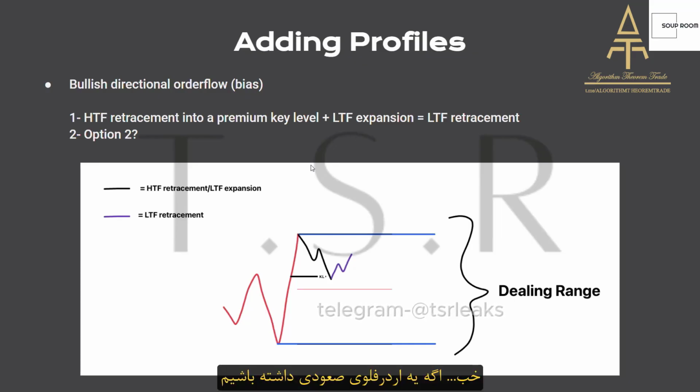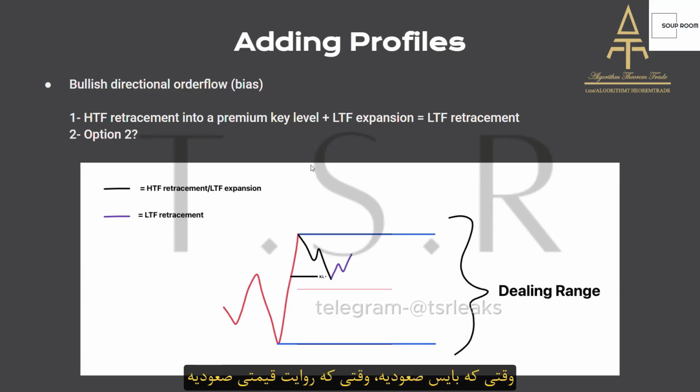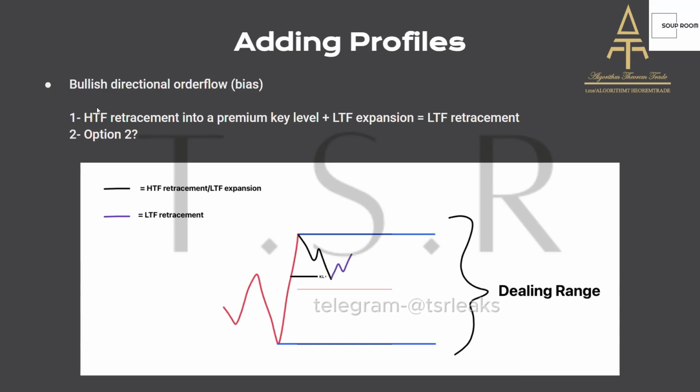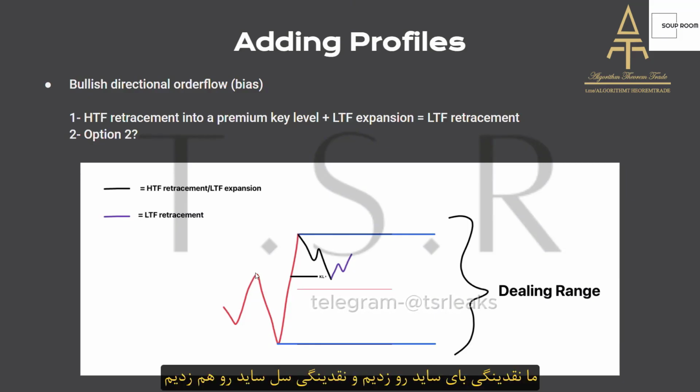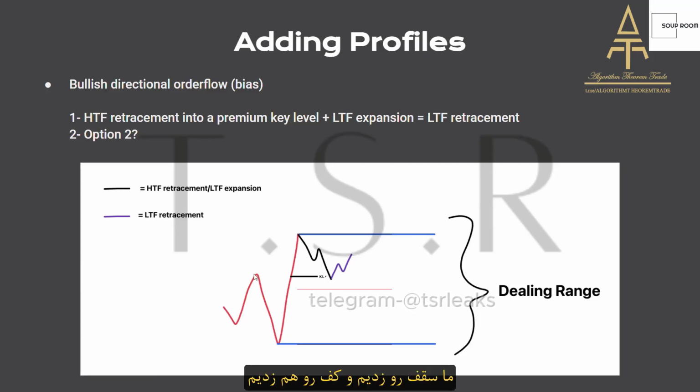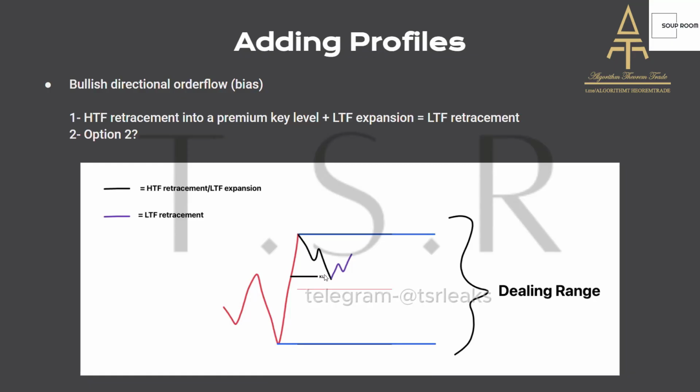So, in the case of a bullish directional order flow, when the bias is bullish, when the narrative is bullish, we form a dealing range, the low and the high. Why is this a dealing range? We took out buy-side liquidity and we took out sell-side liquidity. We took out a high and we took out a low. Formed a dealing range. This is the midpoint. We have a key level. And we will see what happens next.